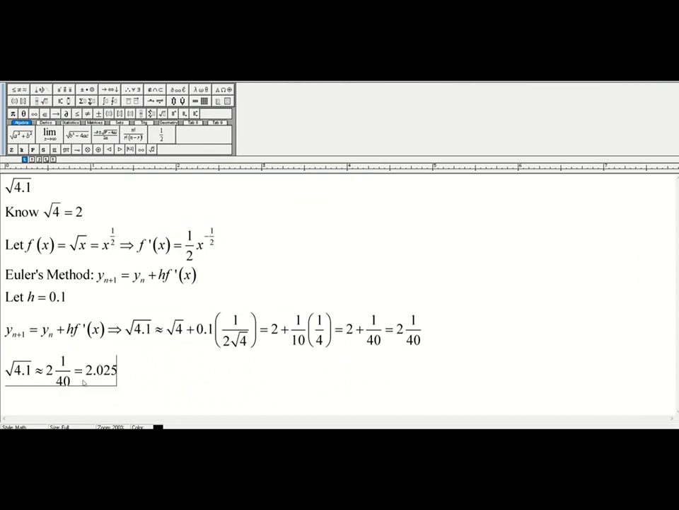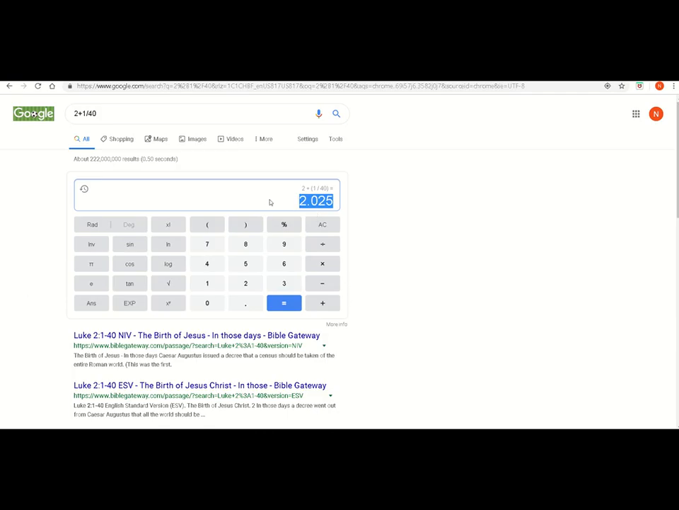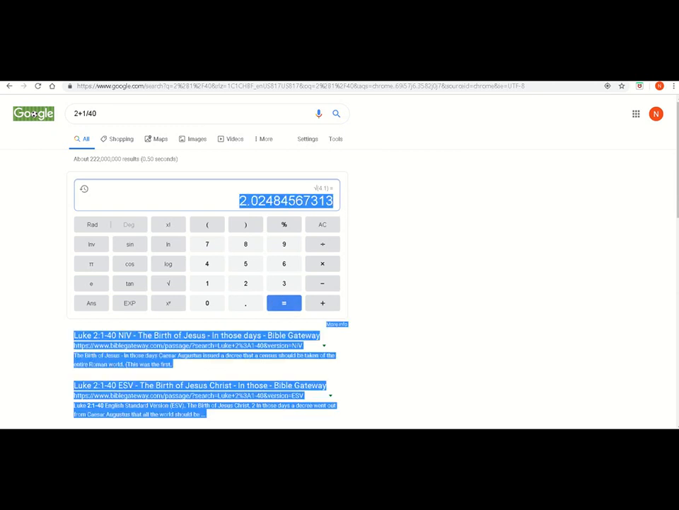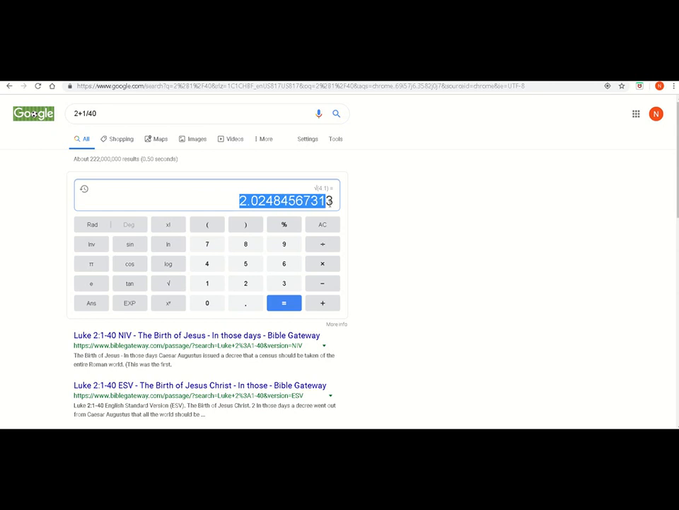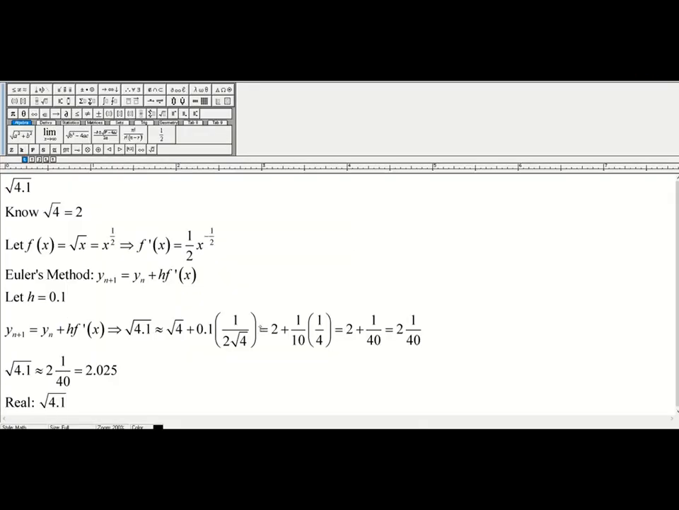Okay. And the real solution, drum roll everybody, is what? So let's go grab this. Now I want the square root. So now I have to do 4.1 and then I push the square root button. Okay, 4.1, there you go. And the real answer is this. Okay, that's going to be that.